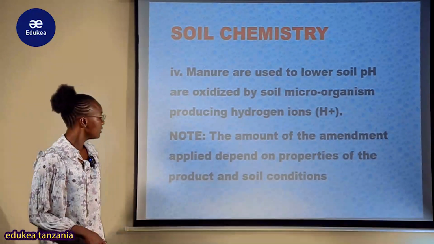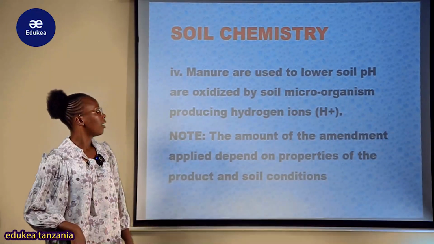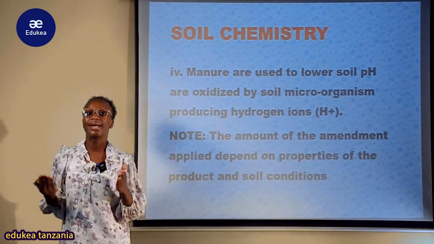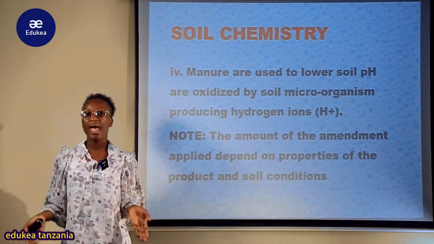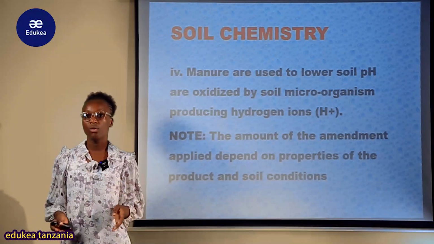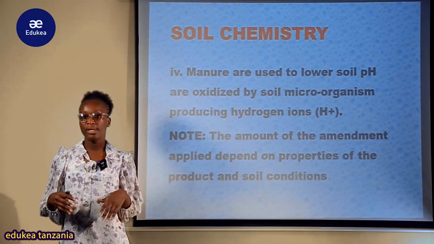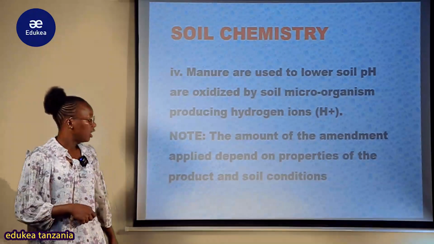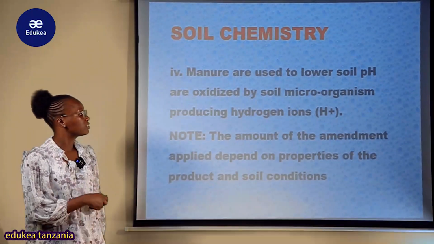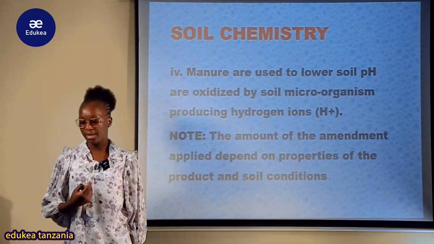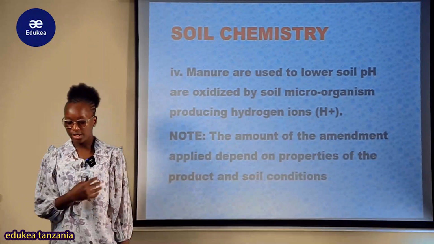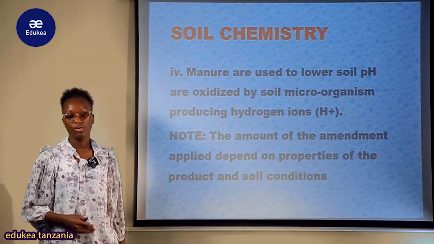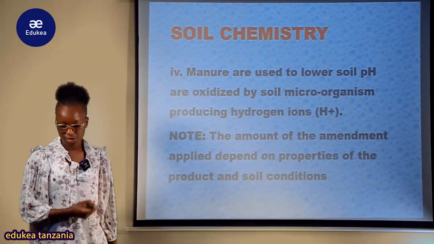So you can see the product ambayo umeitumia, umetumia this kind of manure, so you have to know their ratio. So inategemea. So you can see your area or your farm is very big and you have this lower ratio or lower product concerning your modification. It will be difficult. So unatakiwa ujue kwamba hizo applied amendments or changes zina depend na property ya product ulionayo vile vile na ya soil condition.